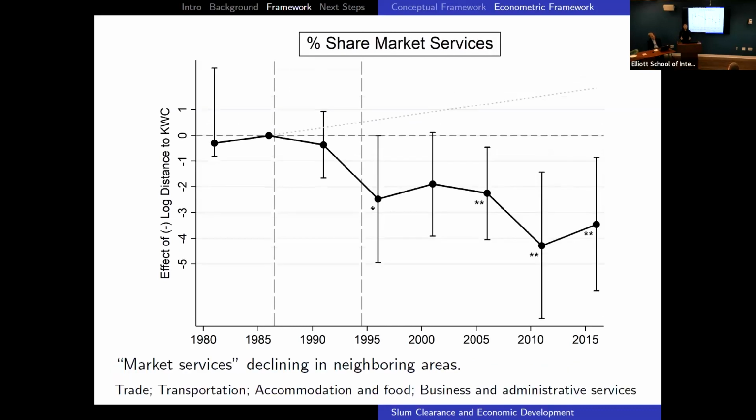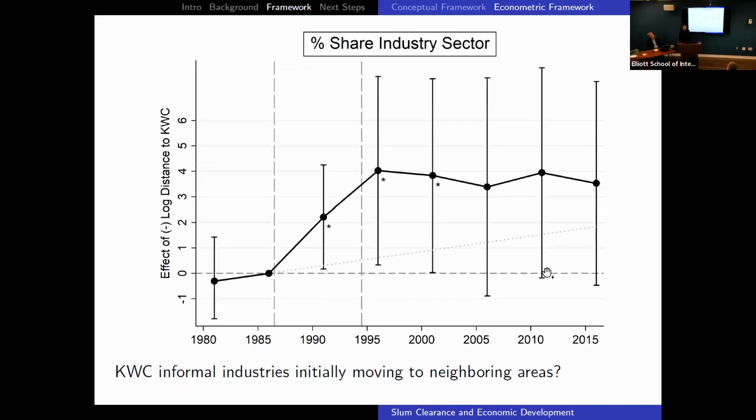Then we started to look at different industry sectors. First of all, we look at market services. They were declining in neighboring areas over time. But when we look at the industry sector containing construction and manufacturing, it was increasing during and post the clearance and kept a plateau afterwards. So we suspect that the KWC informal industries initially moved to the neighboring areas.